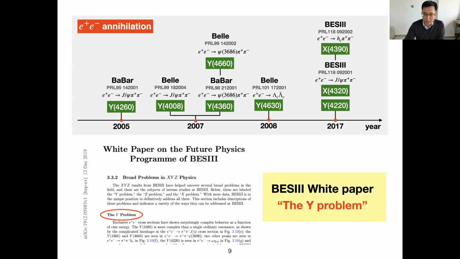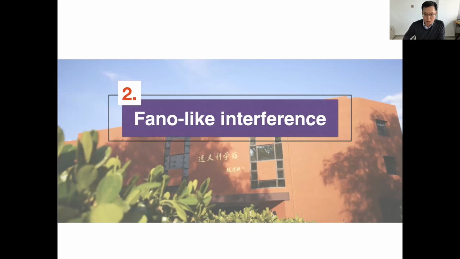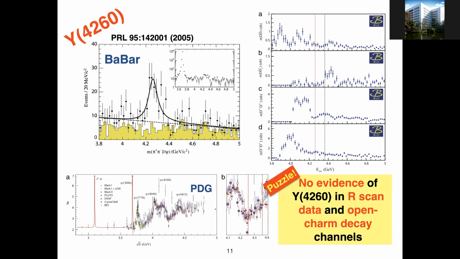So in this talk, I will introduce our progress on these issues. Firstly, I will introduce the Fano-like interference. I will introduce this interference effect to interpret the Y state. Firstly, I will briefly introduce the experimental status for the Y(4260).